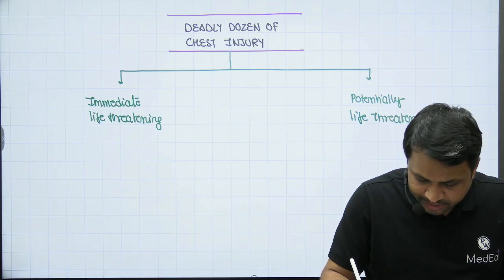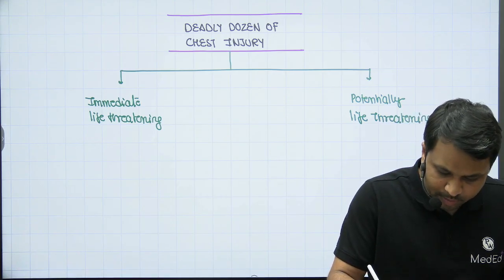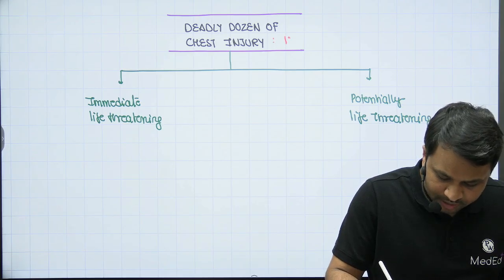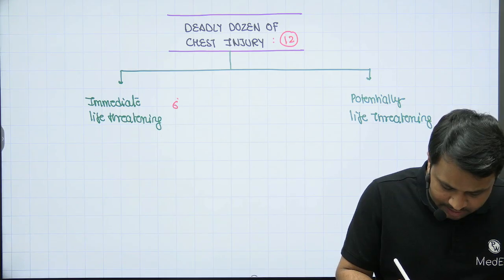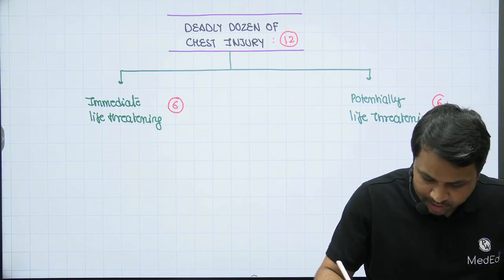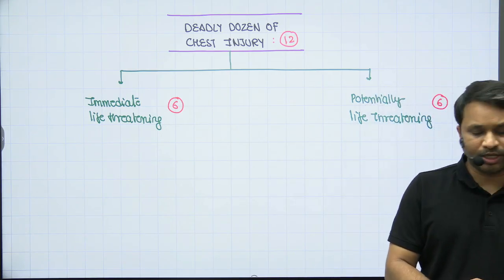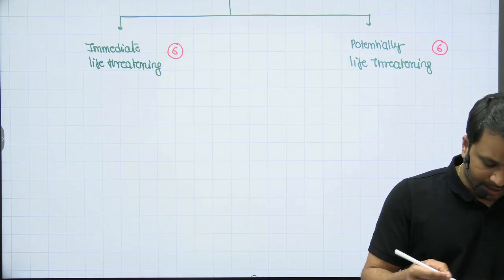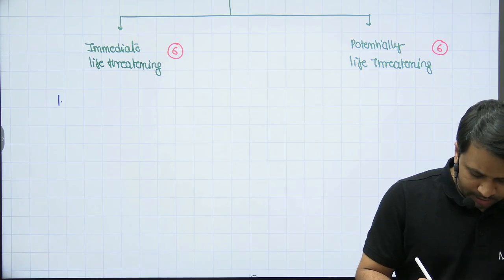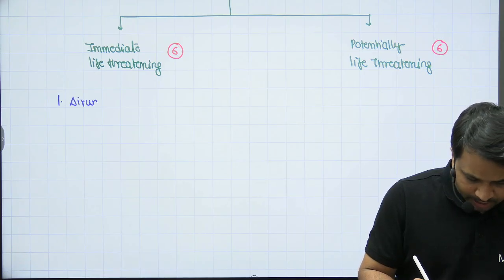So in the deadly dozen, as it says, it is going to be associated with 12 injuries. It is a combination of 12 injuries. In that, 6 are going to be immediately life threatening, and 6 are going to be potentially life threatening. Now, what are the injuries that qualify as immediate life threatening injuries? Number one, it is going to be the airway obstruction.